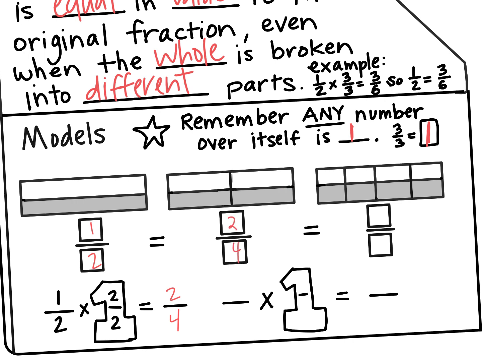Did you notice how I took 1/2 and multiplied it by 2? So 1 times 2 is 2. 2 times 2 is 4. That gives me this fraction here. It's the exact same amount. I've just changed the number of parts that I now have broken my model into.